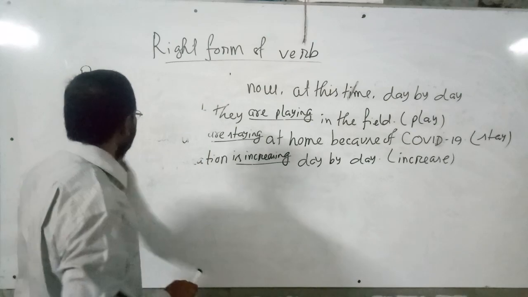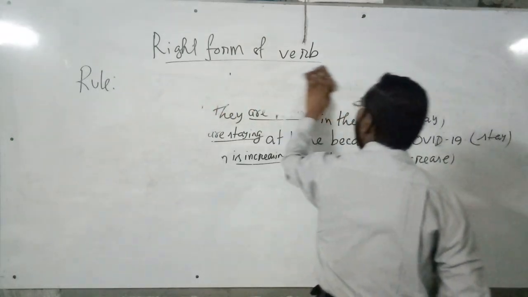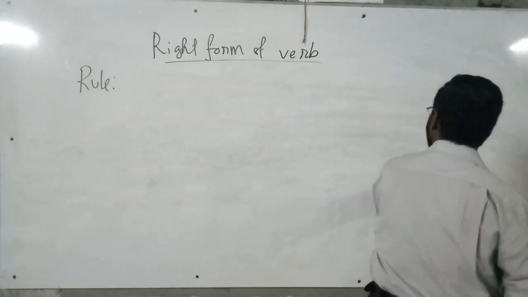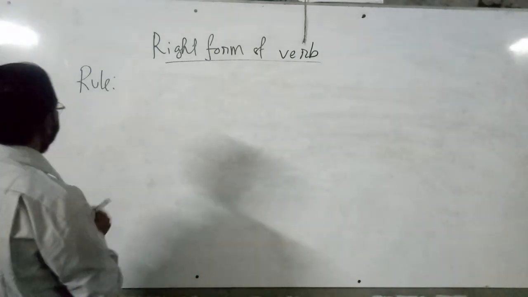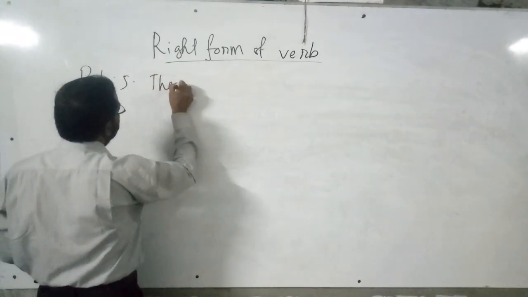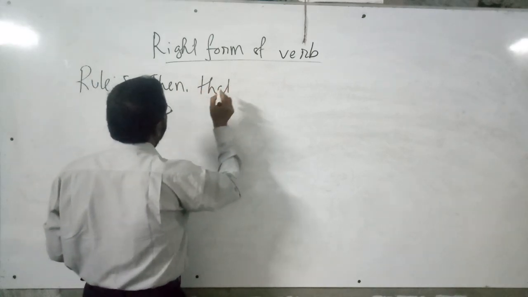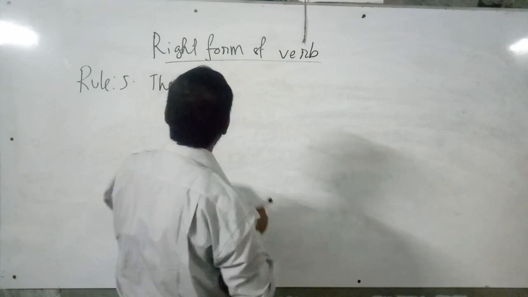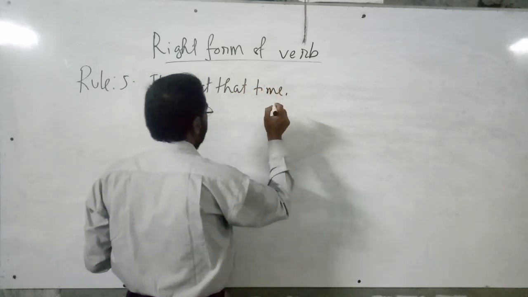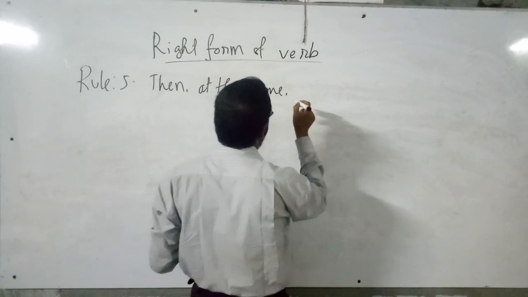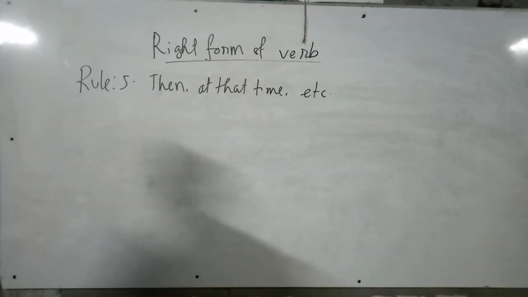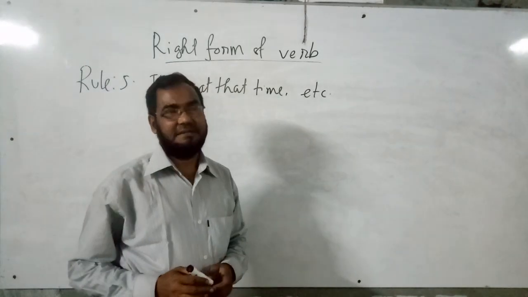Another example, another rule. Rule 5. Then, at that time, etc. In a sentence, the verb will be past continuous tense.